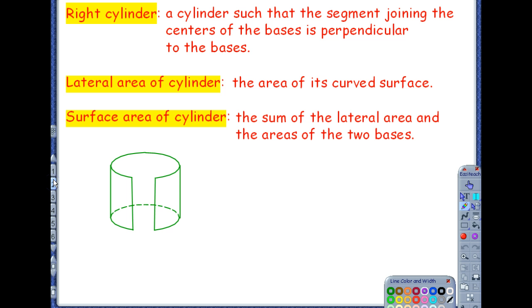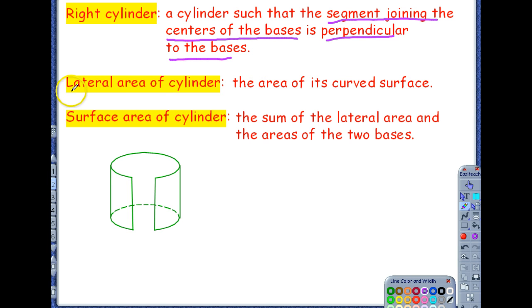So here's some more vocabulary, starting with what we just mentioned. A right cylinder is a cylinder such that the segment joining the centers of the bases, which is exactly what Mrs. Palermo just drew, is perpendicular to the bases. That's the example of right. Now, we could have oblique, and think about that slinky again. You could just tilt that slinky. We're not going to be looking at oblique ones right now, so not even something to stress out about.